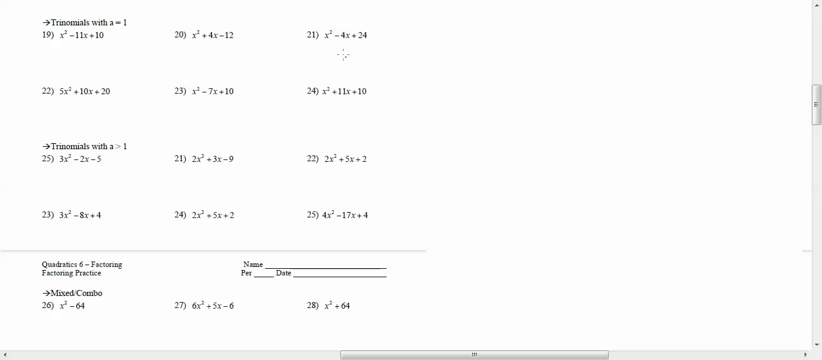Try some hard ones. All right, let's do this one. Let's try this one right here. x squared plus 4x minus 12. First, I have to ask myself, is there a number I can pull out of all three of those terms? No, I can't. Can't pull a number out of all three of those terms. All right, good. Moving on. Now I got to factor it.